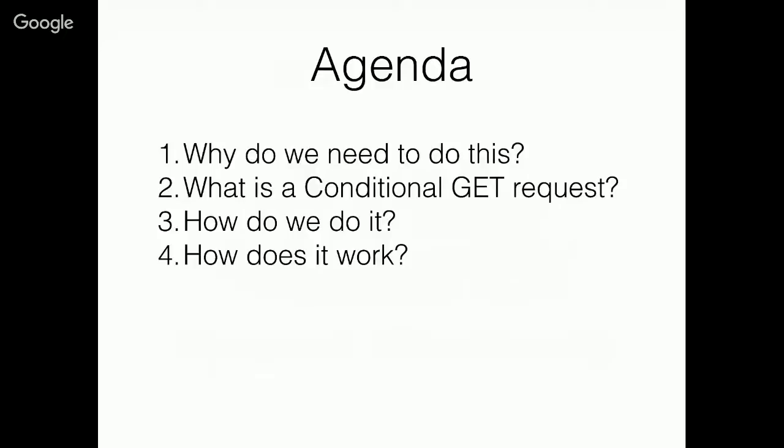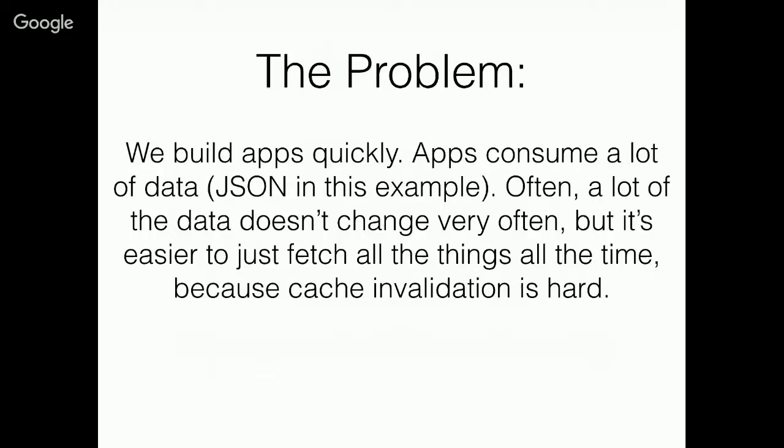Excuse me, agenda. So I'm going to talk about why we might need to do this and talk about some of the other caching strategies out there. We'll talk about what a conditional GET request is, and then how to implement it in Rails, and then we'll look in some of the source in Rails to get a little bit better understanding of how it's actually working. And that's it.